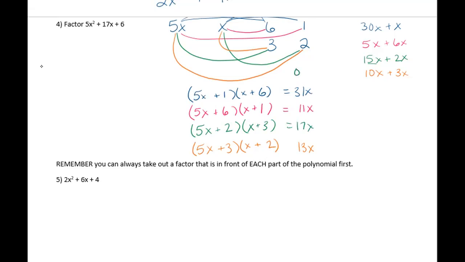So I'm just looking at my outside and inside terms, because I pulled the factors for the first terms and I pulled the right factors for the last terms. So I'm really just looking at what can I get the middle term to be correct, that outside and inside one. And it is 17x, so it's this green one. So maybe I need to rewrite it right here just to say this is the one that I chose based on having to list them all out and just multiplying them out and seeing which one worked.